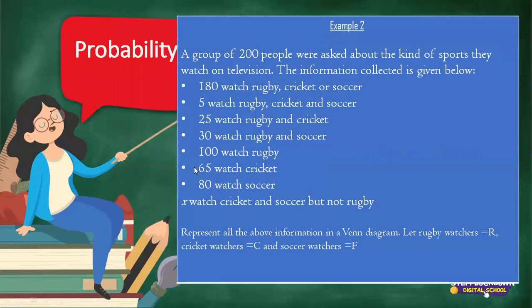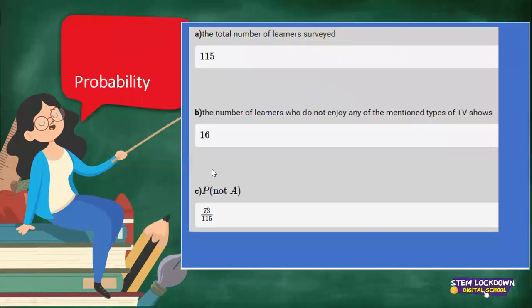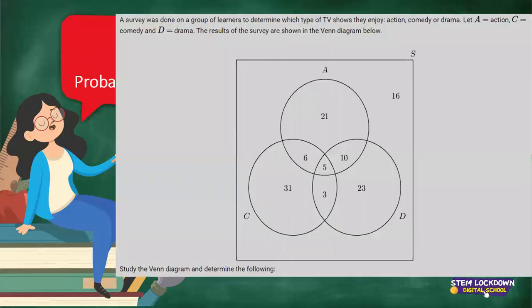That's 73 over 115. That will be our answer, the probability of not A, because the probability of A gives us 42 over 115. To find the probability of not A, again, the probability of not A is 1 minus the probability of A.